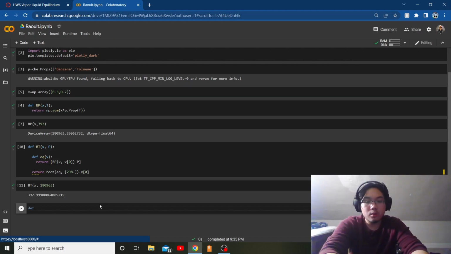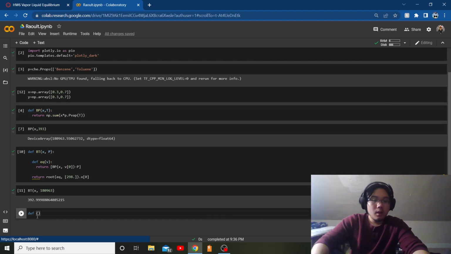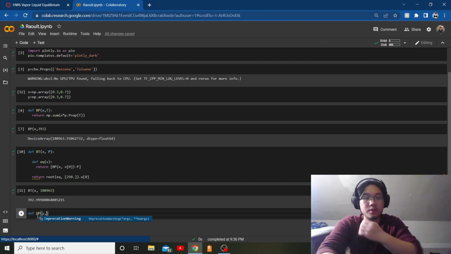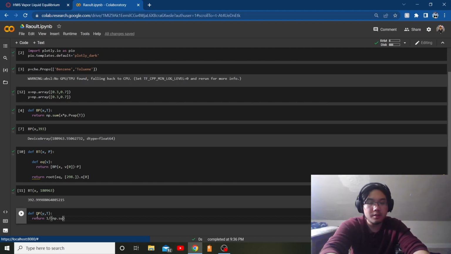So just running through the thing. Another difference is that we'll be working with vapor mole fractions, so I'll define it up here. I'll just use the same percentages. And let's start with dew pressure. It'll take in the mole fractions of the vapor phase, and our temperature will be given. All right, and so it'll return the inverse of the sum of the vapor mole fractions of the components divided by the pure component vapor pressures at the temperature that it was given.